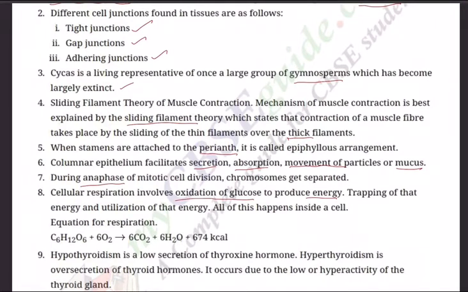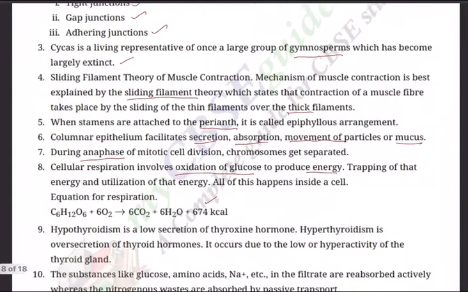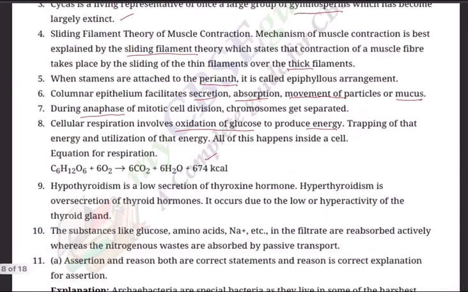Question 8. Define cellular respiration. Cellular respiration involves oxidation of glucose to produce 36 ATPs of energy, trapping of that energy and utilization of that energy. All of this happens inside a cell. And the equation is glucose C6H12O6 plus 6O2 giving rise to 6CO2 plus 6H2O as byproducts, and the 36 ATP is converted to 674 kilocalories of energy.